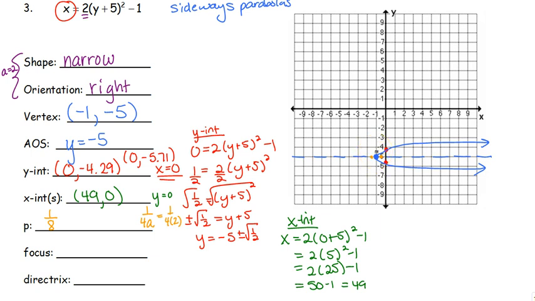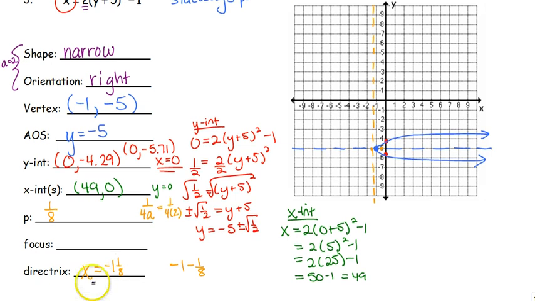There's a big difference though. The focus is a point inside. The directrix is a line. So this is going to be a line that is perpendicular to the axis of symmetry, and that's a vertical line. So we know that the directrix is x equals. Now we started at the vertex and we went left, so we're changing the x coordinate, so -1 minus 1/8, and you can leave it as improper or you don't have to, so that could be -1 and 1/8, or I would also accept x equals -9/8.